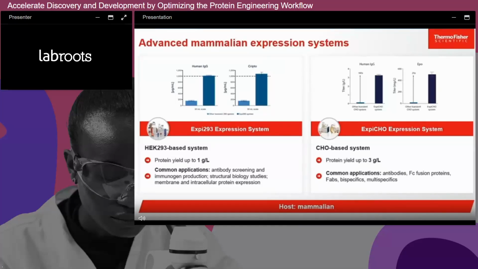And if you look at the common applications, 293 are preferred for biostructural studies, for example, or expression of intracellular proteins or membrane proteins, whereas XP-CHO are the best choice for expression of antibodies at a high titer. So bispecifics are normally done with XP-CHO, or even Fabs or regular full-length antibodies.